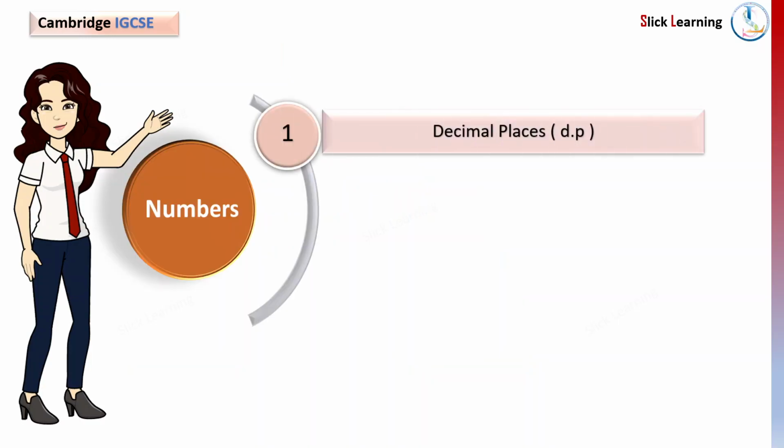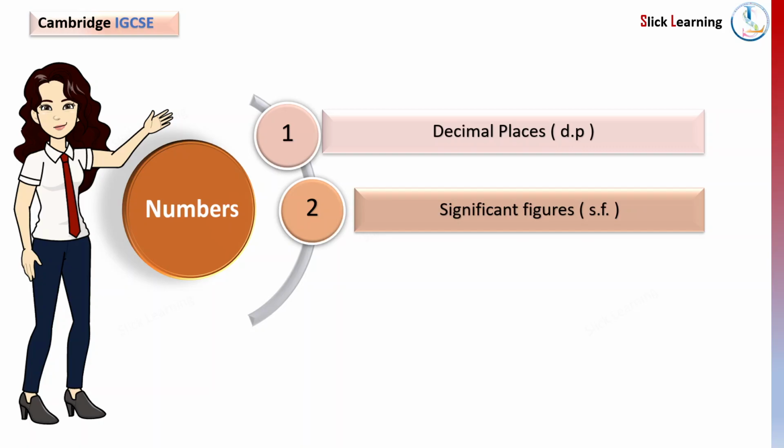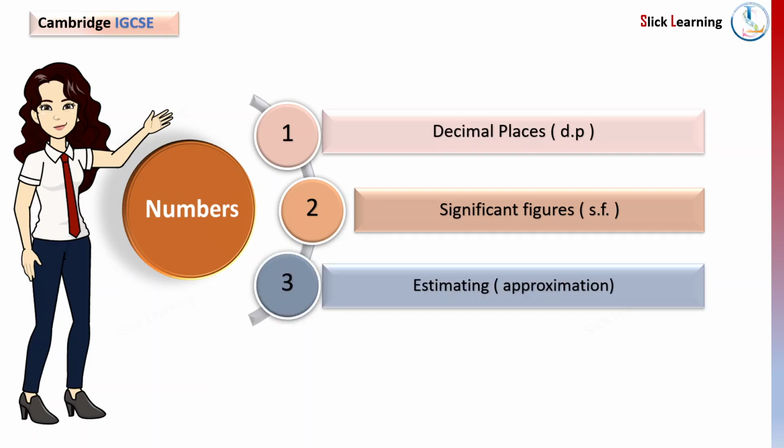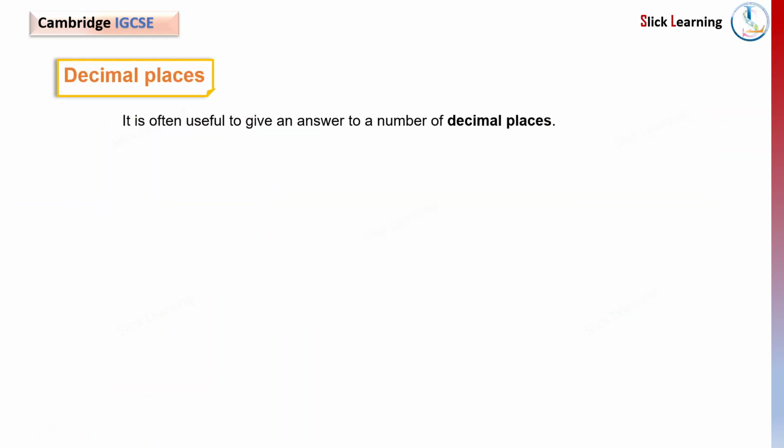Decimal places can also be written in the short form, that is DP. The second one that we have is significant figure, and we often denote it by SF. And the last one that we are going to learn is estimating, which is also known as approximation. When there are so many numbers in multiplications or in divisions, we are going to estimate in that case. So let's see the first one.